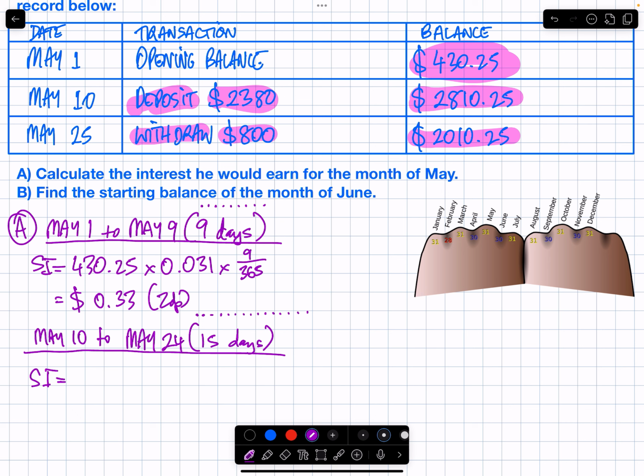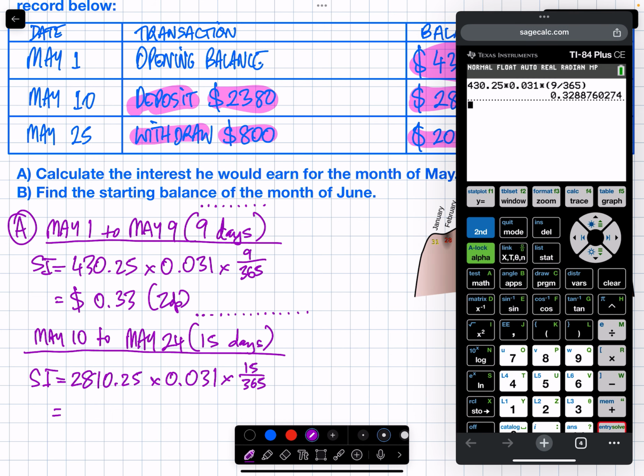SI equals, the balance shot up to $2810.25. The rate was 3.1%, so 0.031 times by 15 over 365. So in that set of days, 2810.25 times by 0.031 times by 15, not 14, 15 over 365, $3.58 to 2 decimal points.